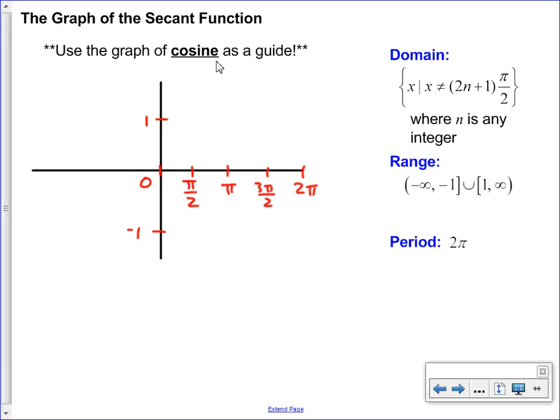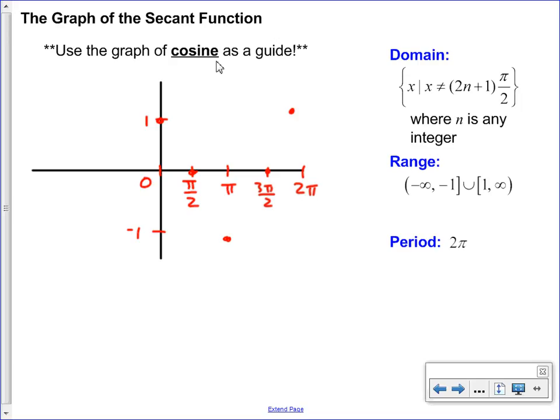Here's where you use your colored pencil for this one. Cosine with your colored pencil starts at 1, then 0, then negative 1, then 0, then back up to 1.